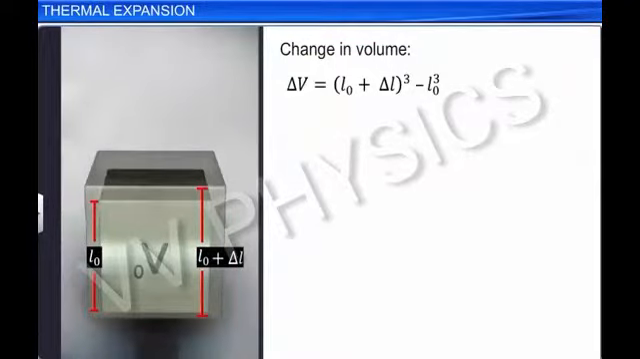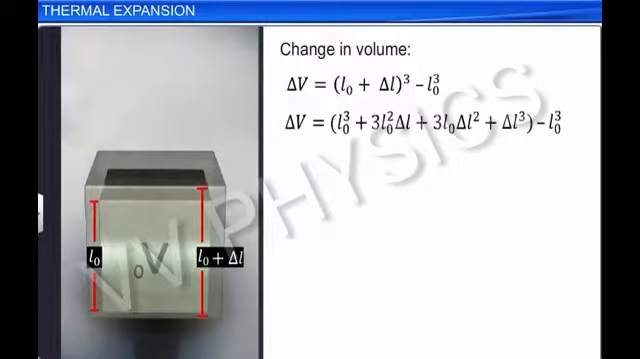Change in volume, delta V, equals (L naught plus delta L) whole cube minus L naught cube. This is equal to L naught cube plus 3 L naught square delta L plus 3 L naught delta L square plus delta L cube, minus L naught cube. The terms delta L square and delta L cube can be ignored as their values are negligible. Then we get delta V is equal to 3 into L naught square into delta L.